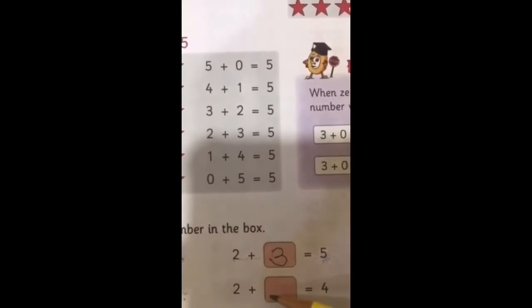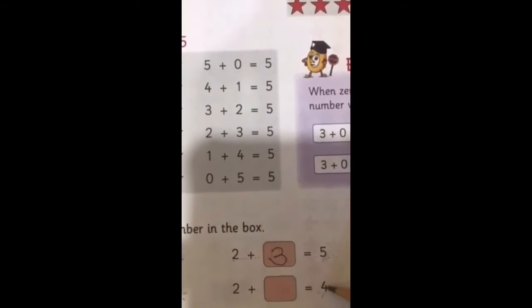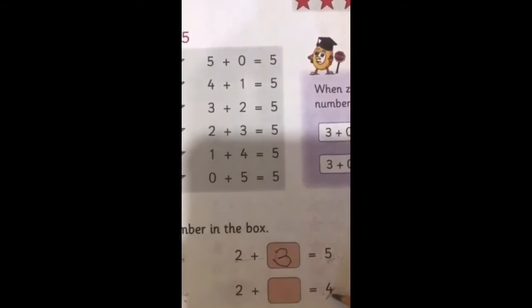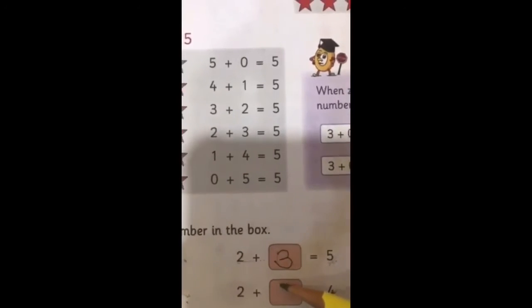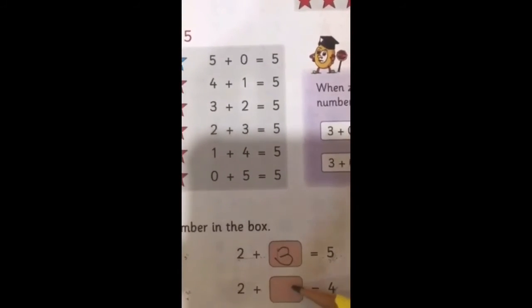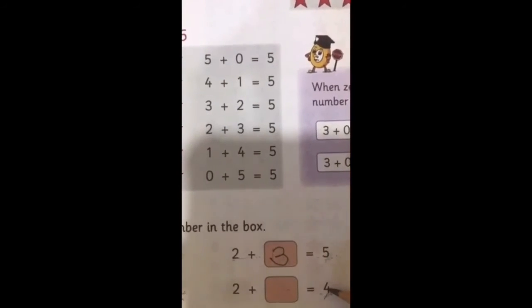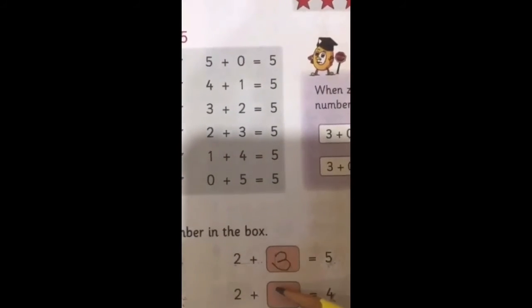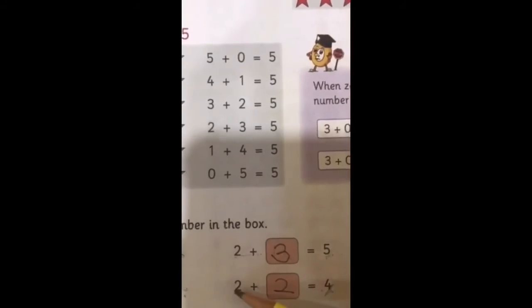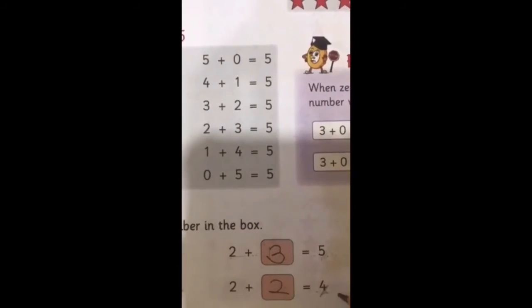Now 2 plus dash equal to 4. Here the answer is already 4. So we have to find out what is the missing number here. What will be the number here to get number 4? Yes, we have to put here 2. 2 plus 2 equal to 4.